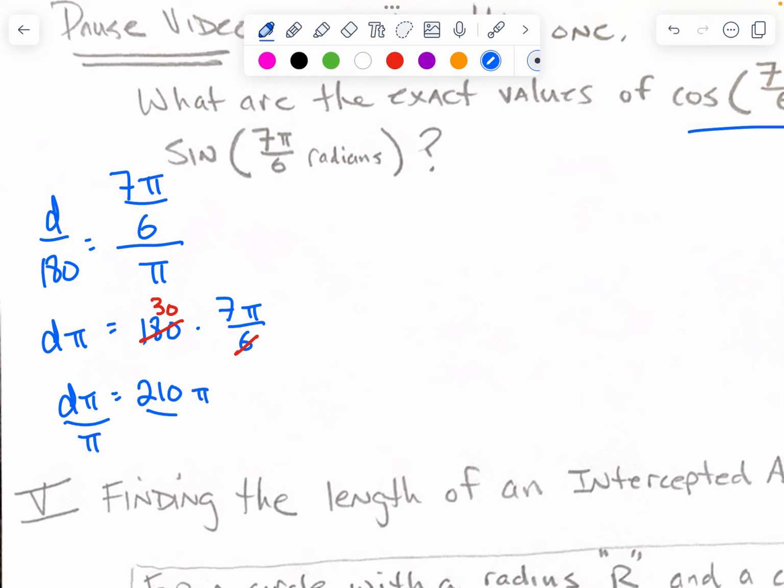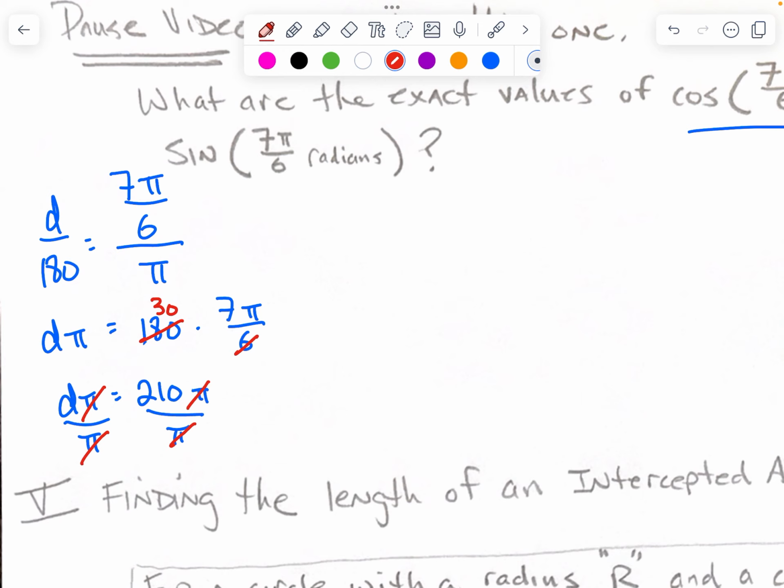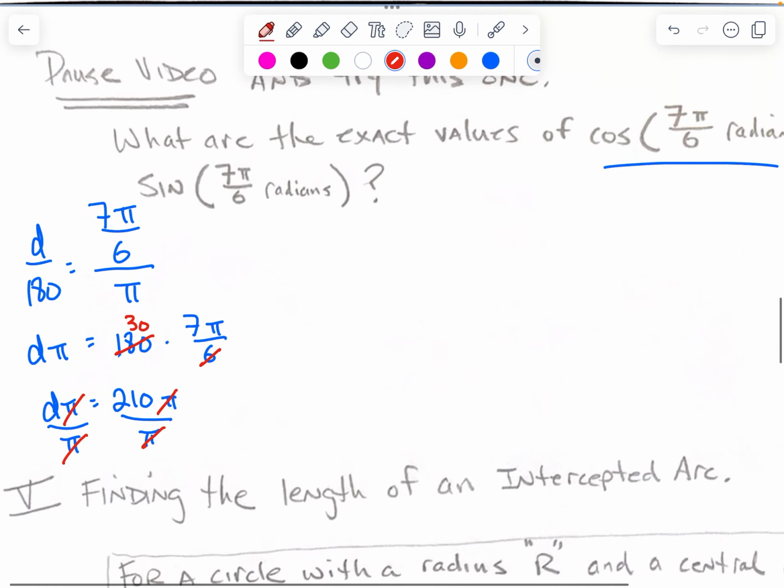And then I'll divide both sides by pi. Keep this nice and easy to understand. And d is 210, right? So now what I'm working with isn't the sine of, or the cosine of 7 pi over 6. I'm really working with the cosine of 210 and then the sine of 210.